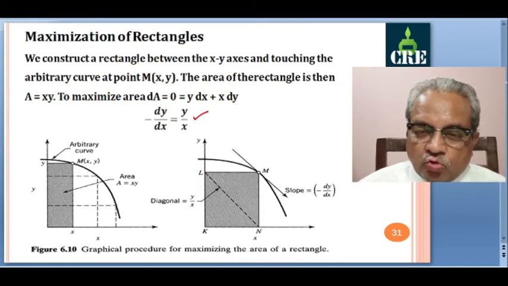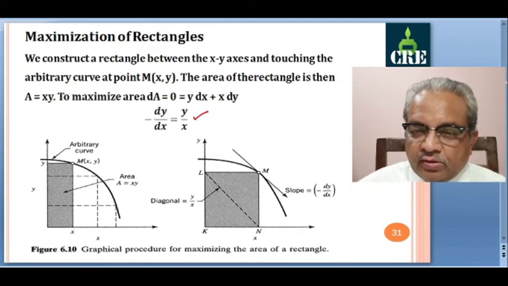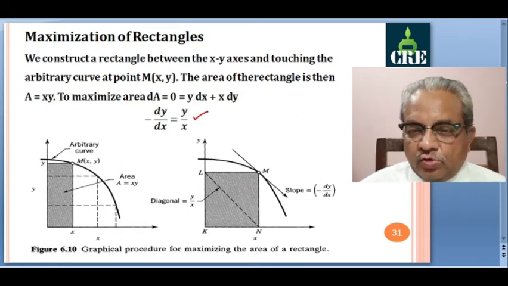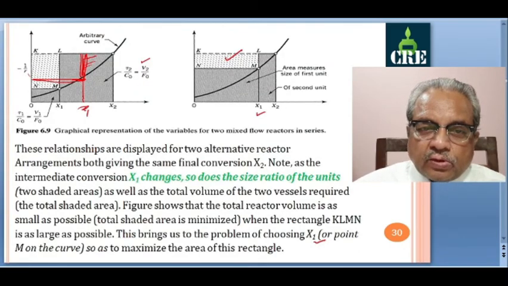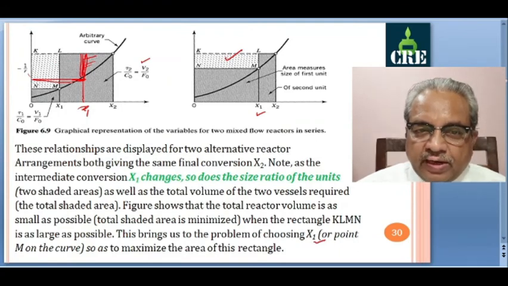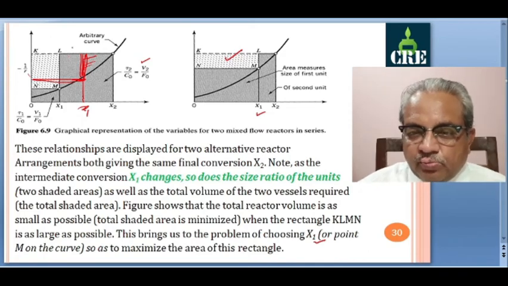So this slope is negative dy by dx with the minus sign, and the slope of this diagonal, both should match. Where this tangent at some point and the slope of this diagonal match, this is our best point found out graphically, and that represents the point of intermediate conversion x1. In this case, you have to go on shifting this point and check whatever new rectangle you get, that diagonal and this one, the slope should be the same.